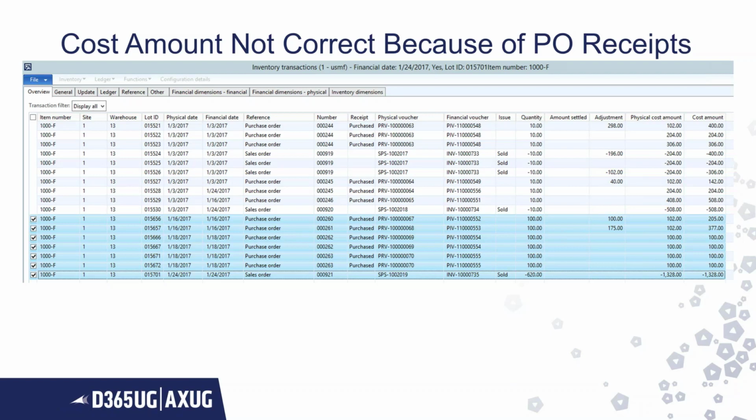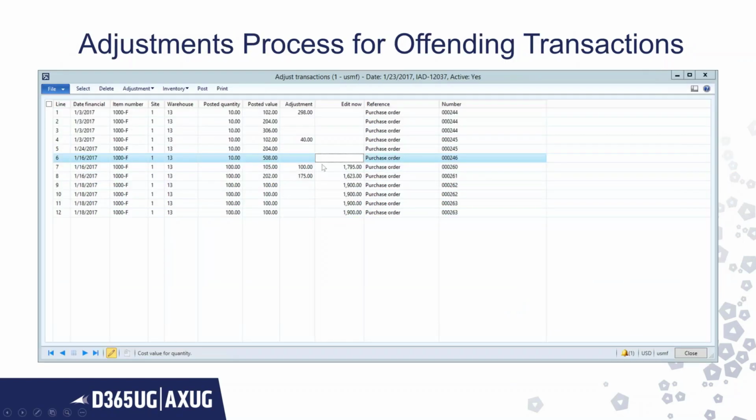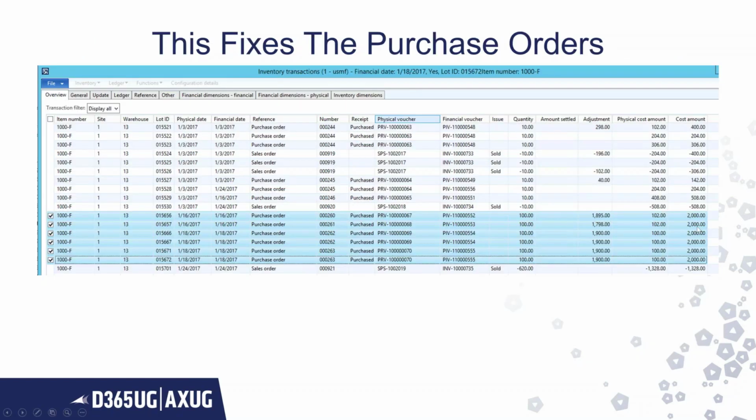We do the adjustment process. And so we're actually adjusting it. The edit now tells me what I'm going to post. So I'm going to actually write this up, $1,900, these transactions, which results in the cost amount going from 102 to 2,000. Which I think in the next one it shows you on a, oh, wait a minute, let me just go back.